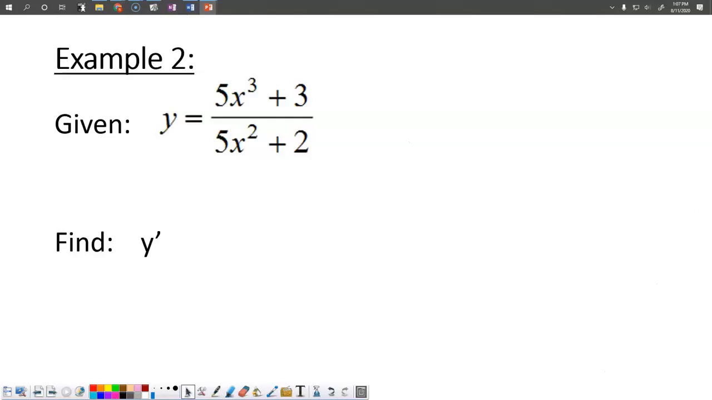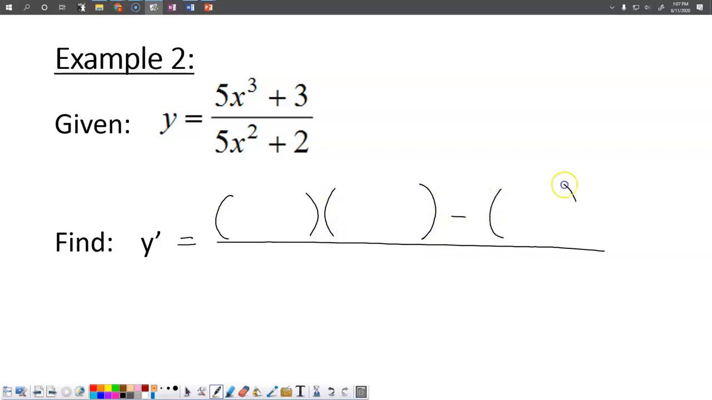Another example of how to use the quotient rule. We just did an example that involved tables, but let's go ahead and do an example that involves equations, an actual function this time. So how the quotient rule works is if I want to find the derivative, it's going to be low d high minus high d low. Draw a line and square below. Okay? So what goes here is the low function. So my low function is 5x squared plus 2.